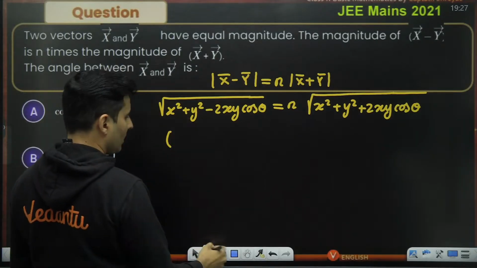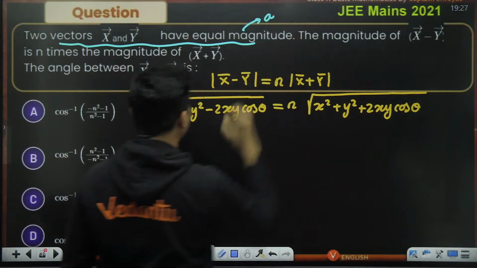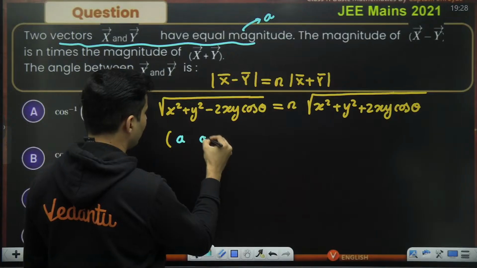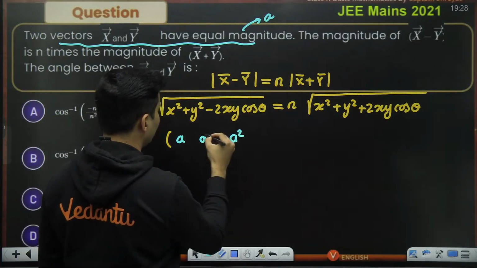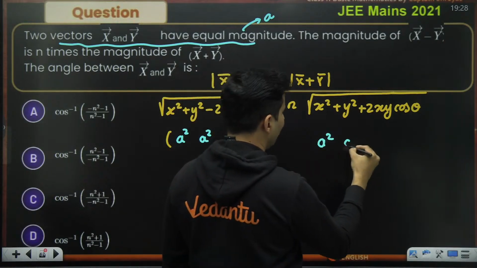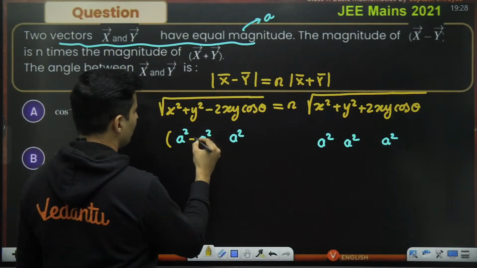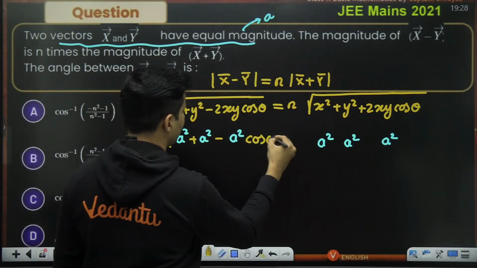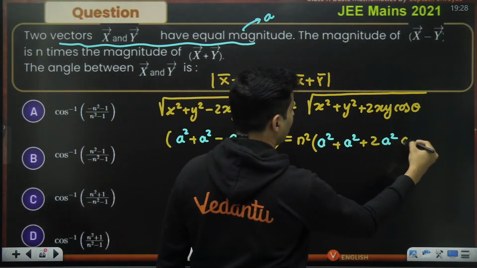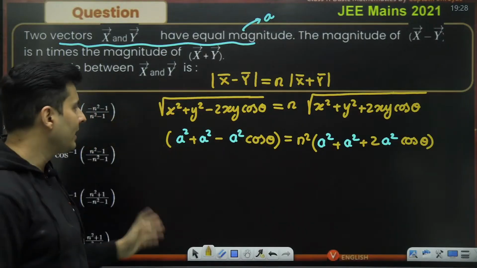So let's say the magnitudes of both the vectors is A. So I will get over here, instead of x, I can put A. Instead of y also, I can put A. Here it will become A square. This is also A square. Here, instead of x, I can put A, instead of y also, I can put A. Here also, I'll get A square. Rest of the things as it is. So, A square plus A square minus 2A square cos theta is equal to n square times A square plus A square plus 2A square cos theta. I have just assumed both their magnitudes to be some number like A.